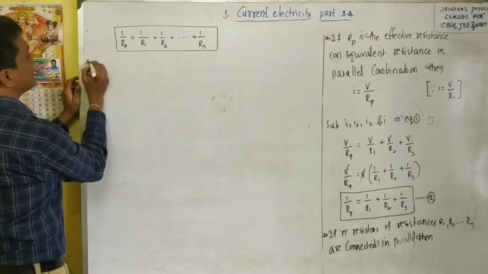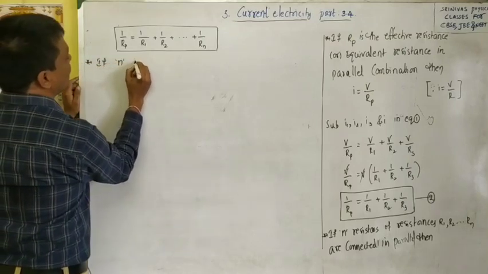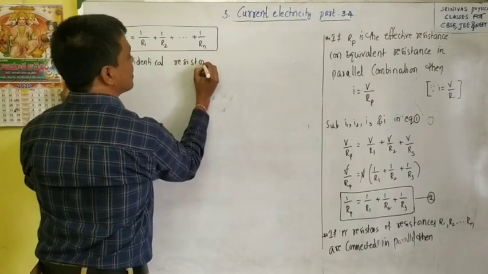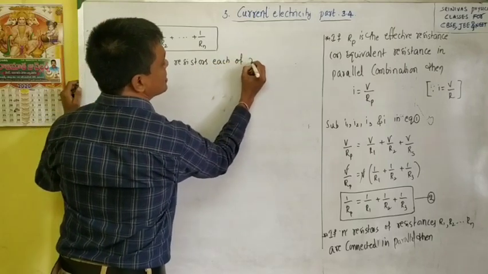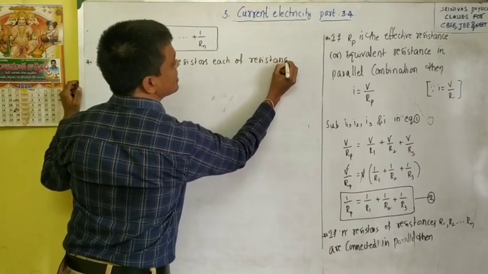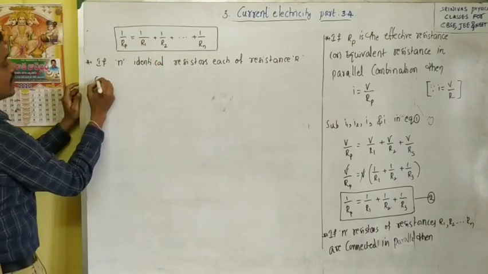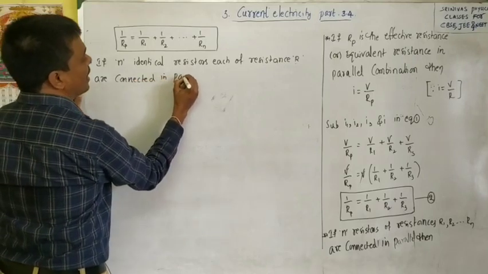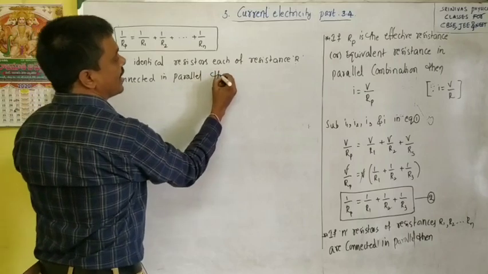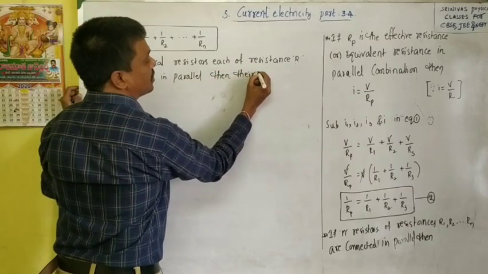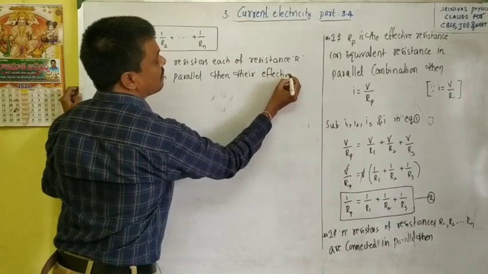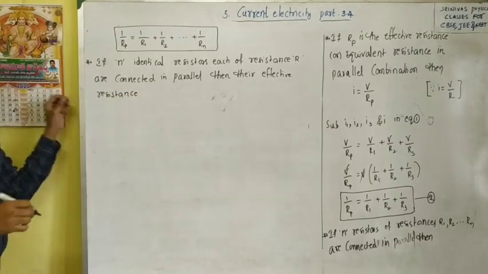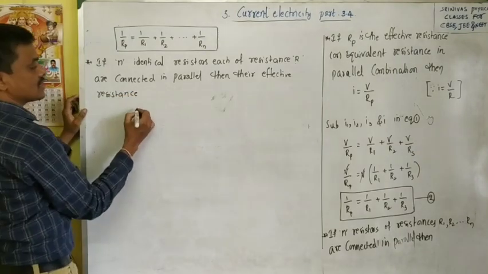Now the next point I will tell. If n identical resistors, each of resistance capital R, are connected in parallel, then what is their effective resistance? What will you get here?